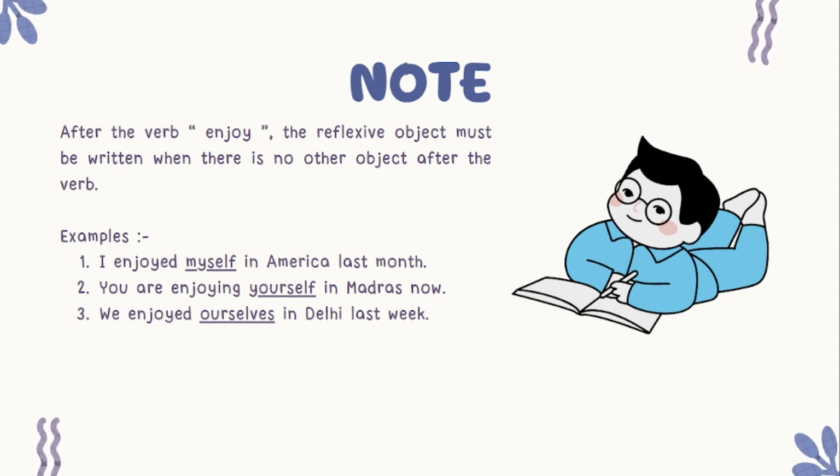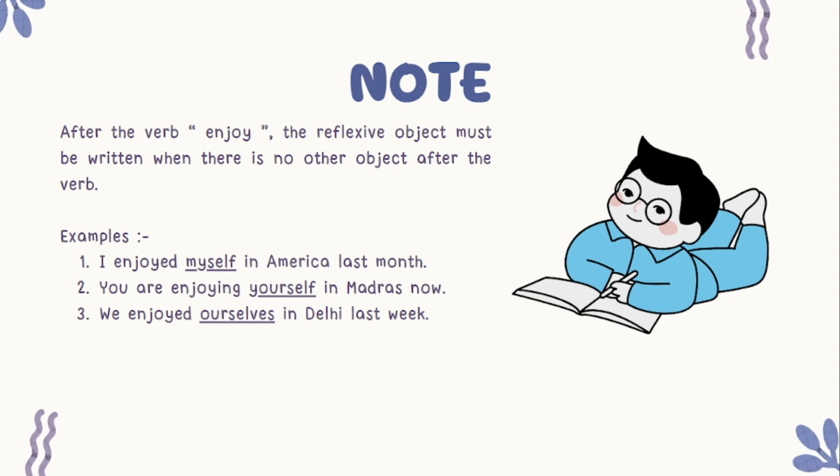Observe it. Second sentence. You are enjoying yourself in Madras now. In this example, the subject is you. What is the reflexive pronoun of you? Yourself, yourselves. Both are there. Here, singular is taken. Are is the helping verb, enjoying is the main verb. After the verb enjoy, we should write an object. Yourself. It is the object.